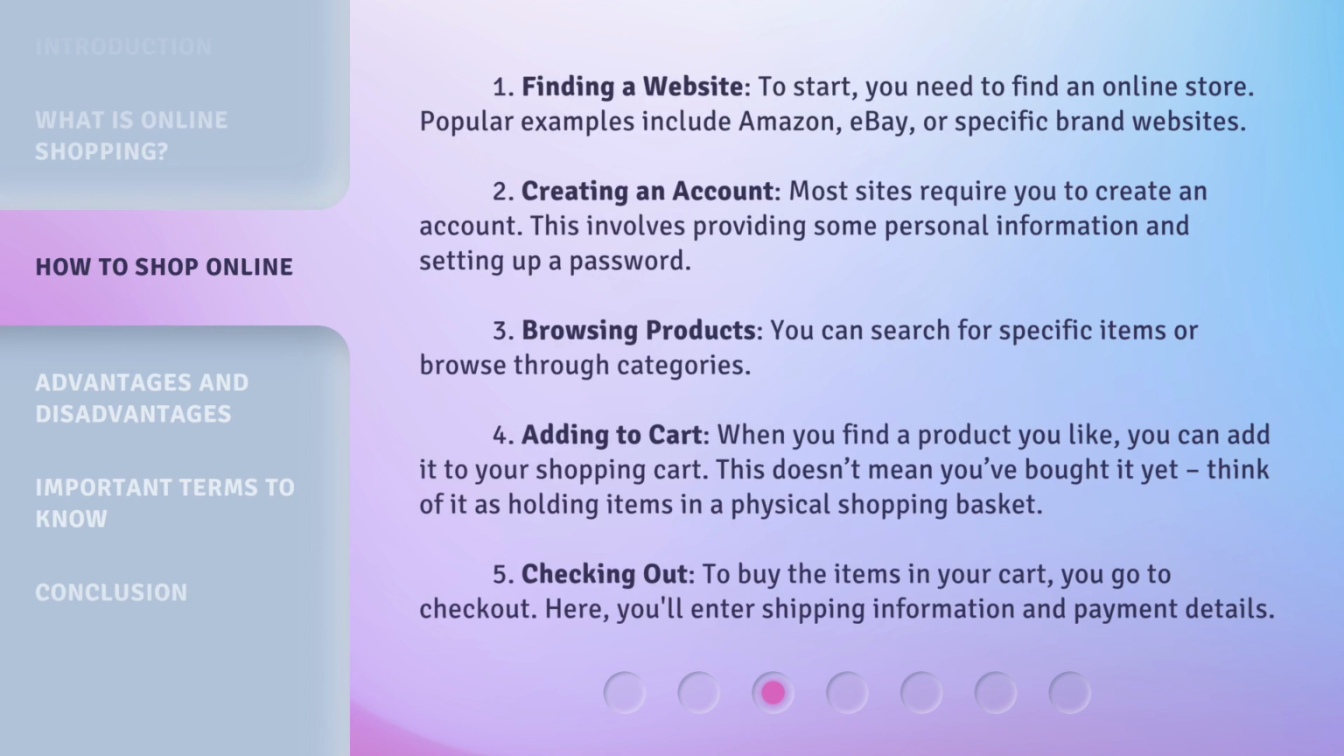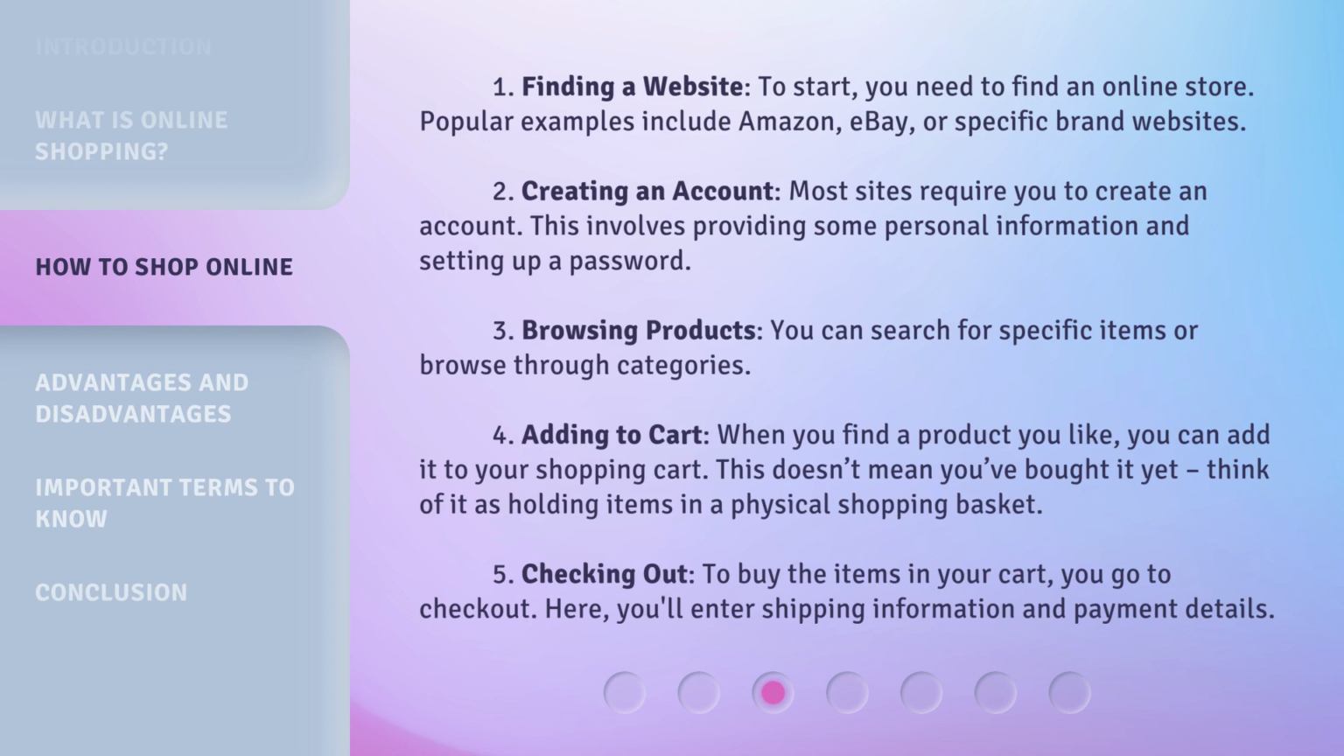1. Finding a website. To start, you need to find an online store. Popular examples include Amazon, eBay, or specific brand websites. 2. Creating an account. Most sites require you to create an account. This involves providing some personal information and setting up a password.